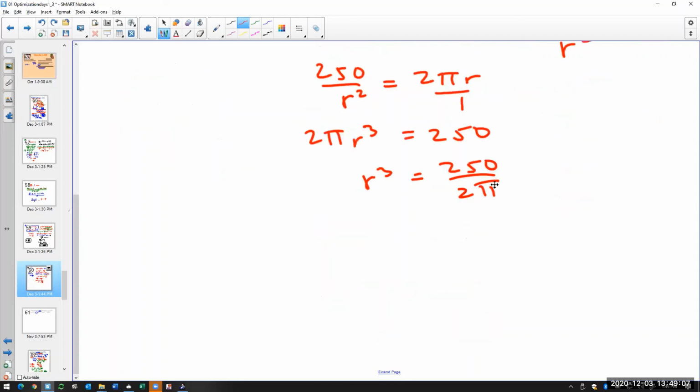Now be careful, you actually have to solve for r. Okay, so I get r is a cube root of 250 over 2 pi. And what a lot of students do wrong is they put this in the calculator and get the wrong answer. Do you remember why I told you students get the wrong answer? Because you need a parentheses on that 2 pi.